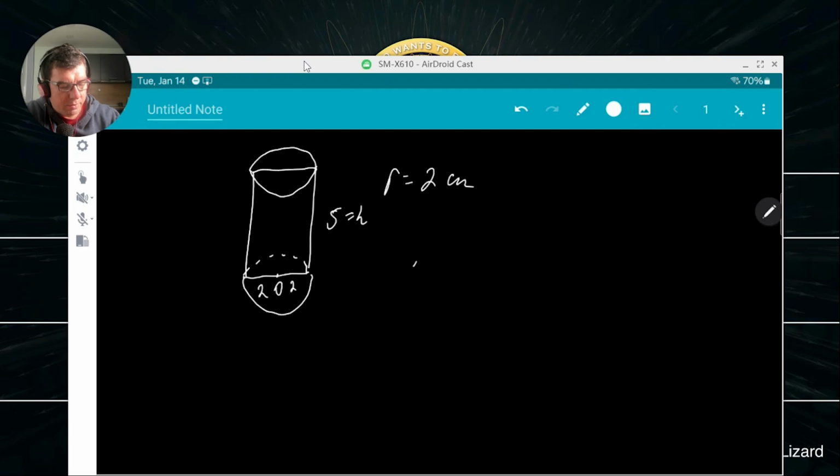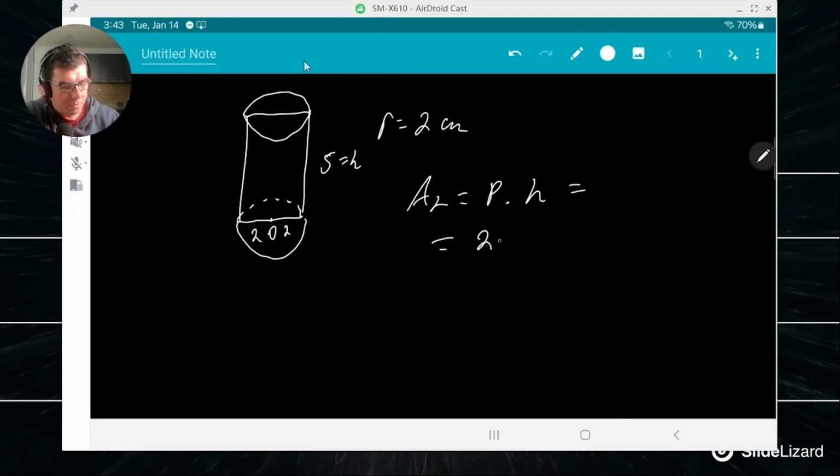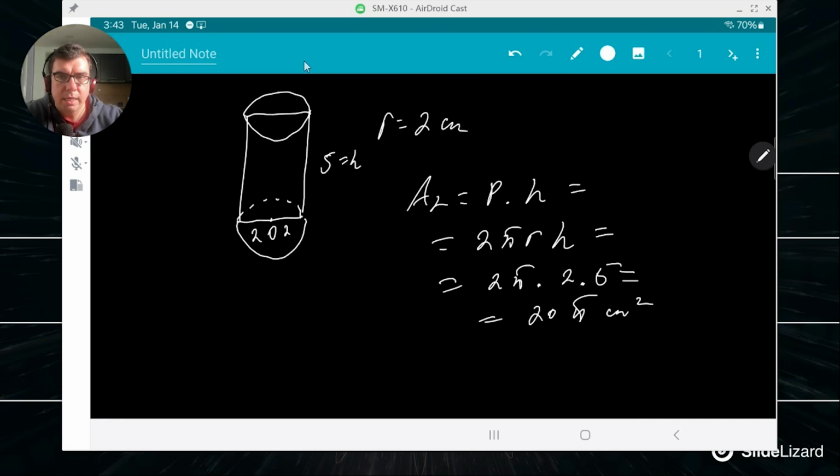So the lateral area is P times H, where P is the perimeter of the base, so that will be 2 pi r, and we multiply by the height. 2 pi, 2 times 5, 4 times 5, 20 pi centimeters squared, and that's the answer.